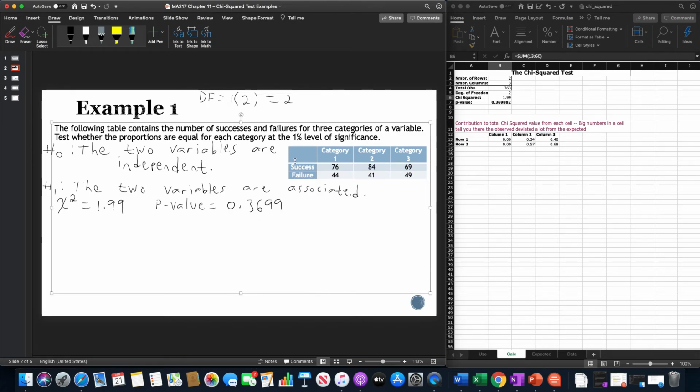So now we can write our conclusion from this test. So this would be, at the 1% level of significance, we do not, since again p-value is much greater than the level of significance, we do not have enough evidence to suggest that the variables are associated.